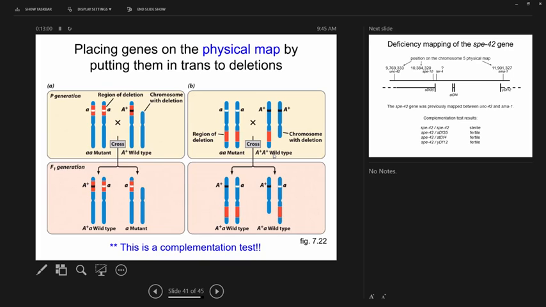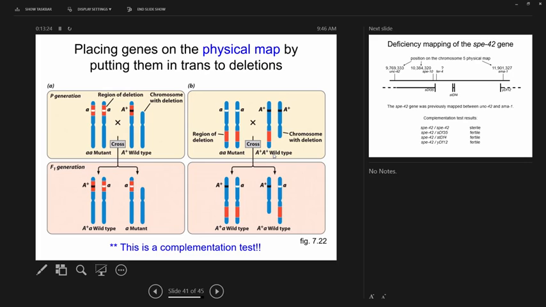On these, just like the other complementation test, this is sort of backwards. I'm showing you what happens if A is within your deletion and if A is not within your deletion. But you don't know that. The point of deletion mapping or any complementation test is that you don't know the answer and you're doing the crosses to figure it out.